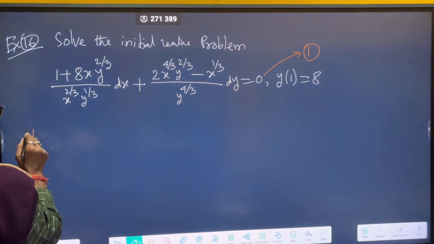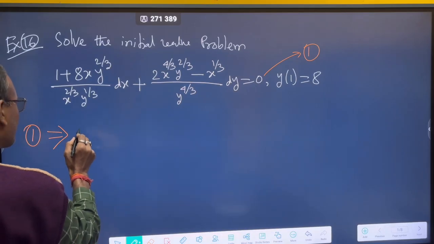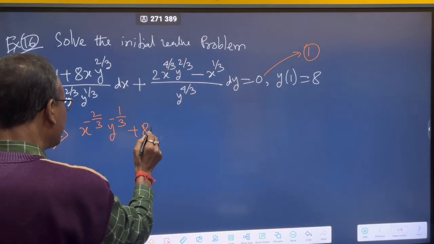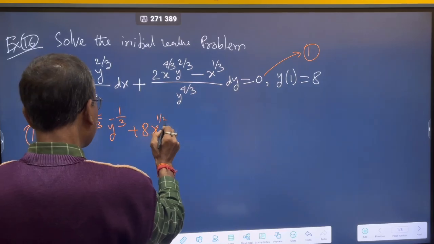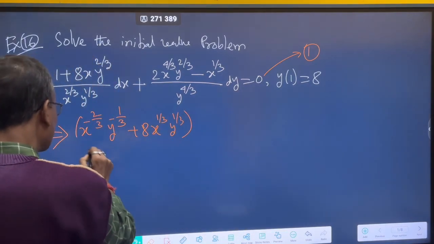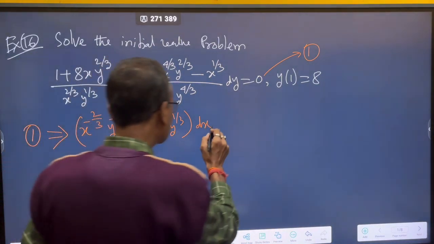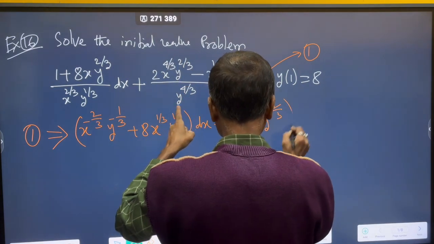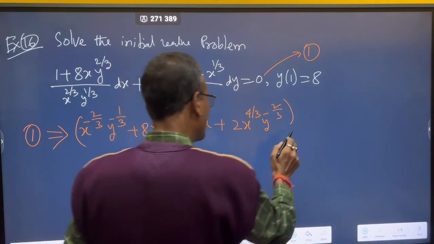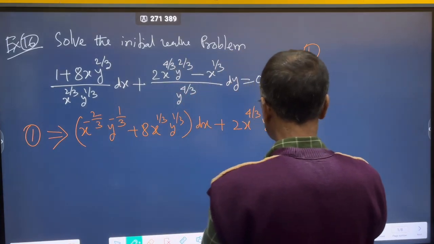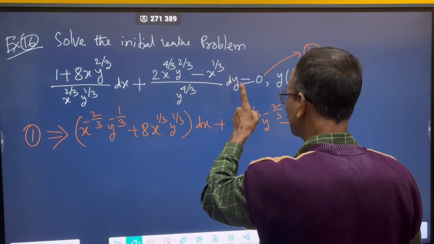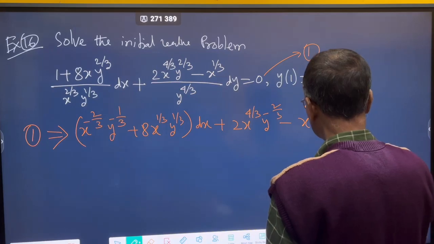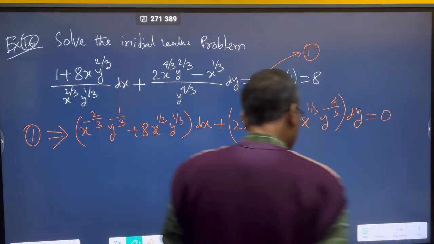The differential equation 1 can be written as x to the power minus 2 by 3, y to the power minus 1 by 3 plus 8x to the power 1 by 3 y to the power 1 by 3 dx, plus 2x to the power 4 by 3 y to the power minus 2 by 3 minus x to the power 1 by 3 y to the power minus 4 by 3 dy equal to 0. You may write like this.